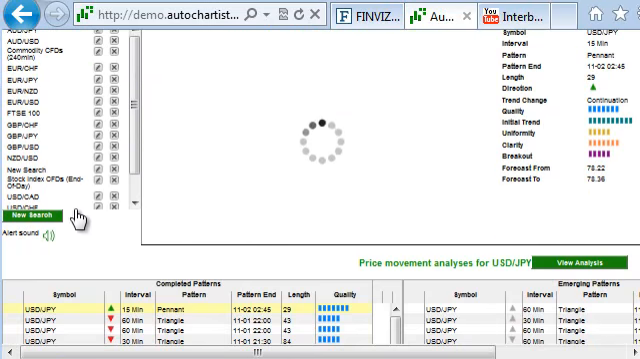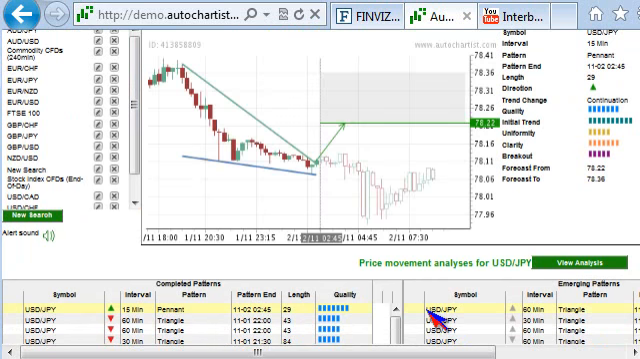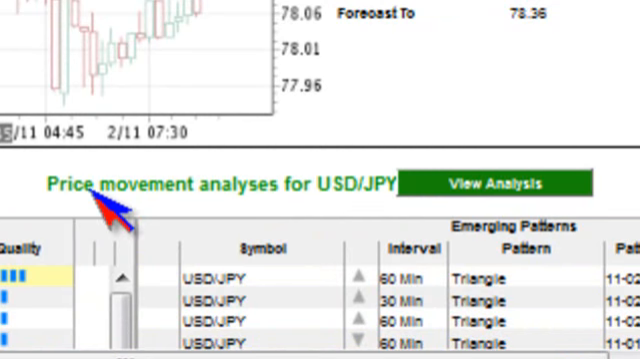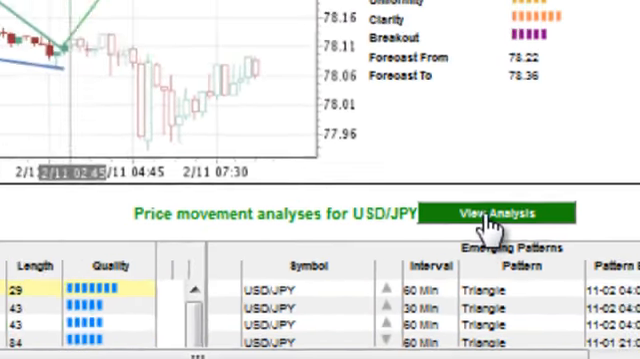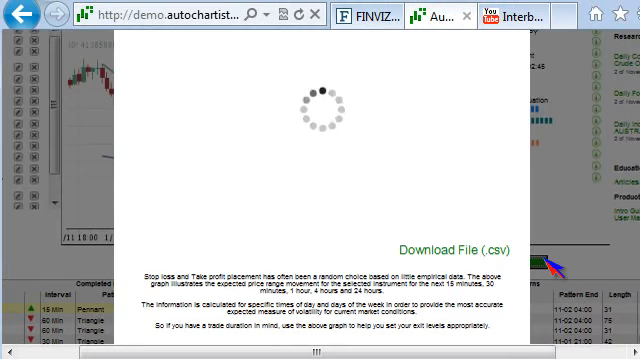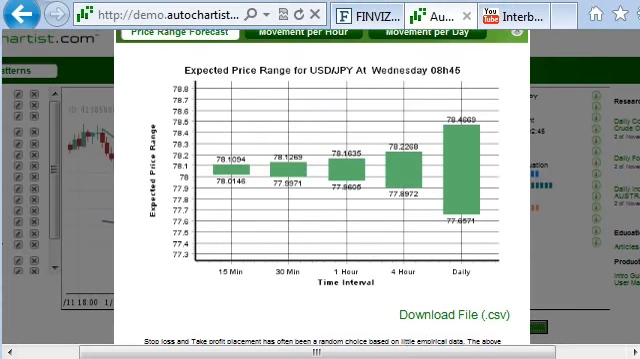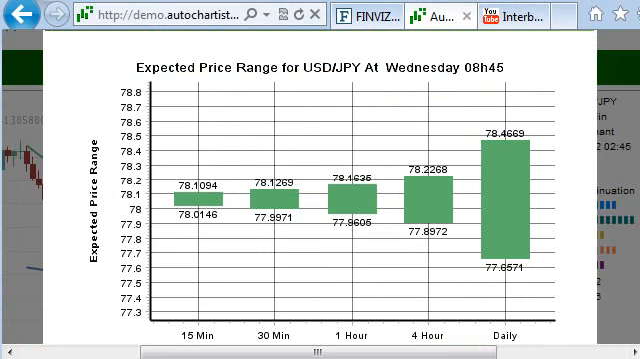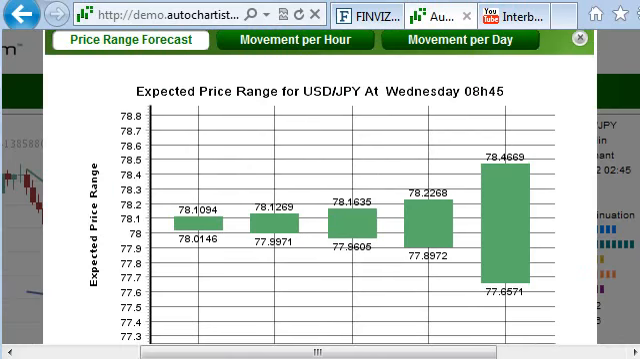I'm going to my specific search results, and once I pull up the dollar-yen, you'll see that I can actually look at the price movement analysis for this pair. I'm going to click on this green View Analysis button, and you see this graph that pops up. Let's zoom in a little bit here. So there's three tabs that I can look at. And again, what we're trying to do here is understand the risk of the daily chart from a historical context.